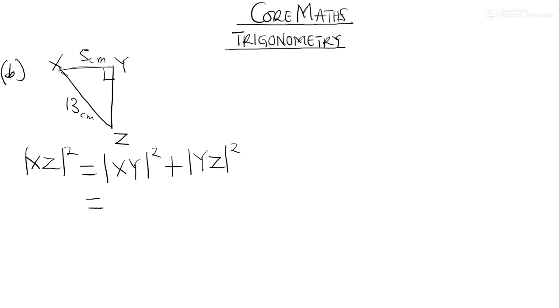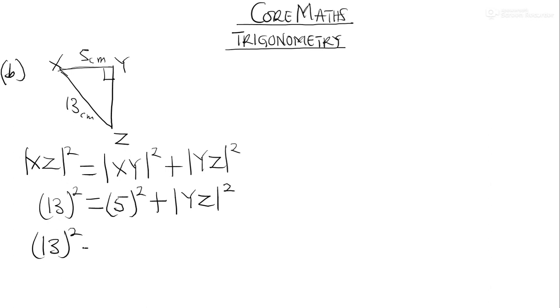Good. So now doing the substitution, you have 13 squared, then XY was 5, so 5 squared, then plus we need YZ. Okay, we need YZ. Good. So what is 13 squared? 169. Good. So we are going to have 13 squared minus 5 squared equal to YZ squared. Because this is positive, when it crosses it becomes negative.